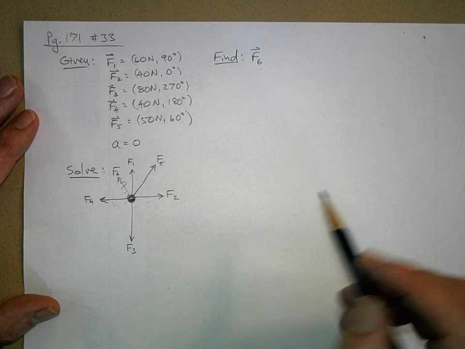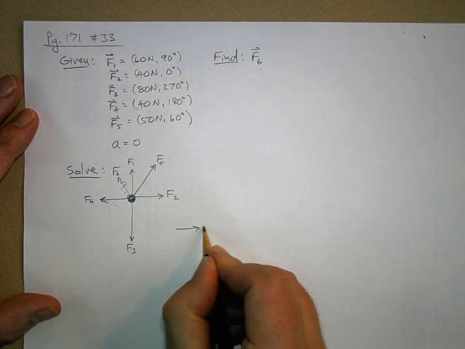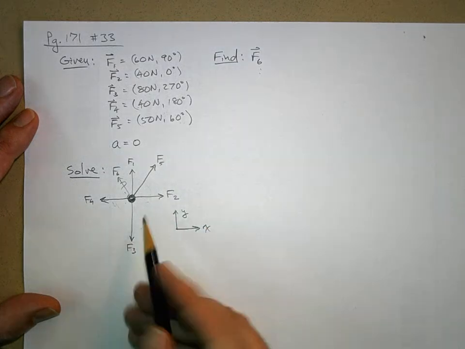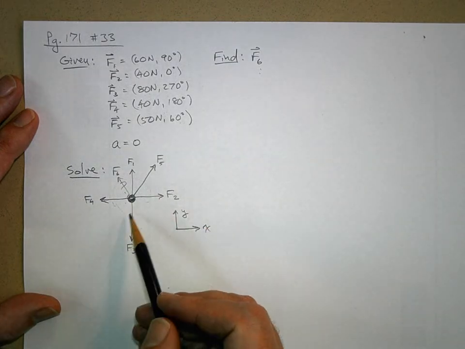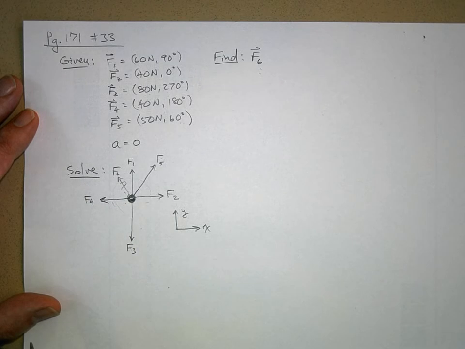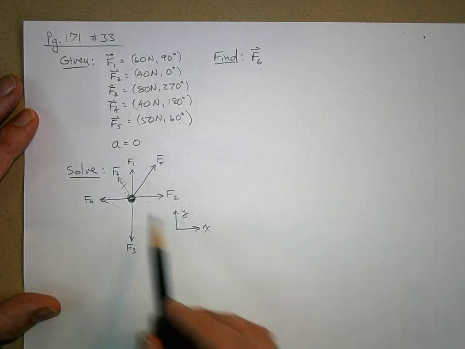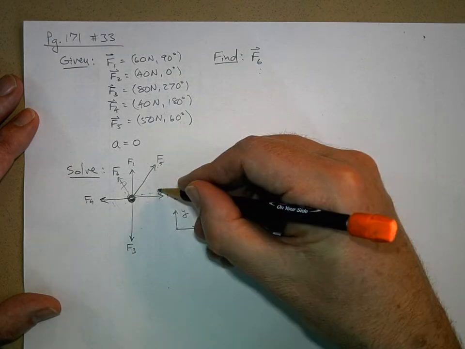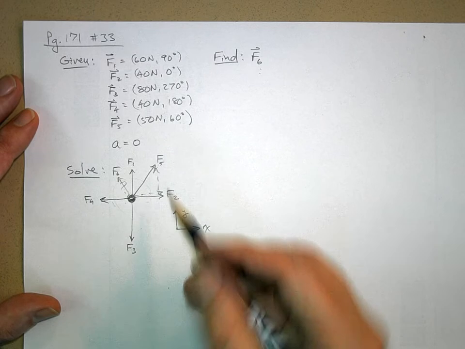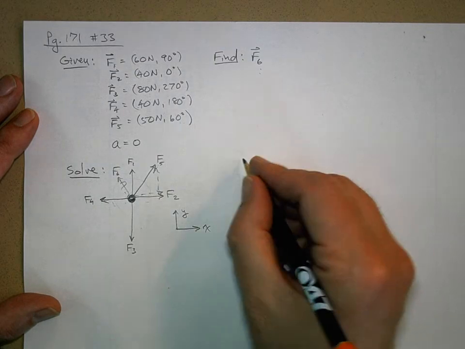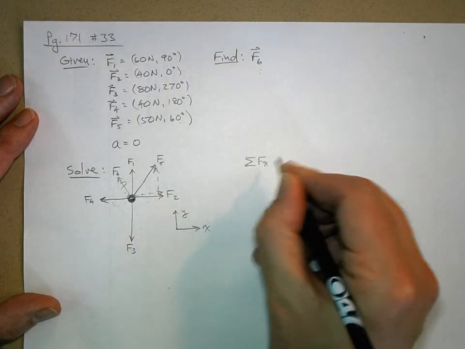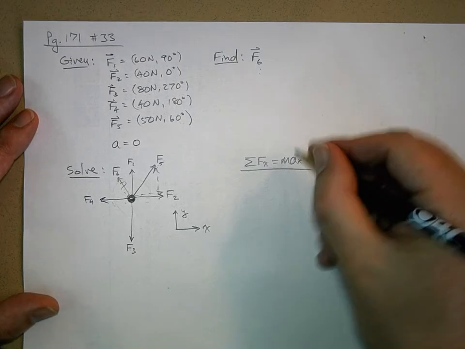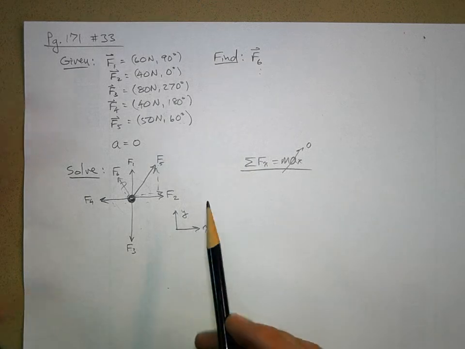So I'm going to say this is the X direction and this is the Y direction. Now we're in step 3 of the procedure. This is step 1, drawing all the forces acting on our object, including our unknown force. And then the next step is to break this up into its components. So here's F5 in the X and in the Y. So now I'm going to sum the forces in the X direction equals MA in the X direction. And I know that this is 0. So let's look in the X direction.